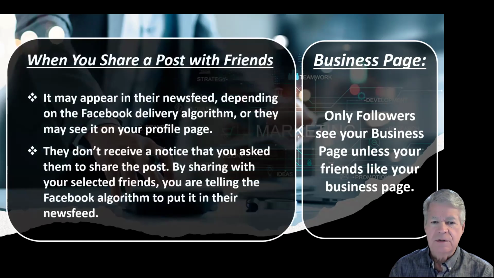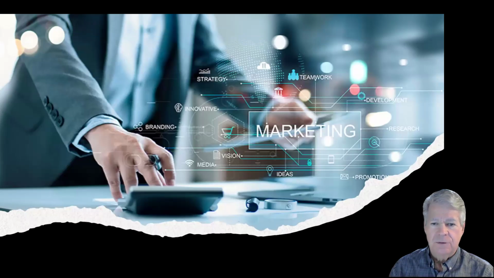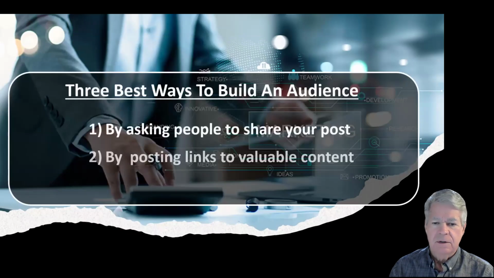When you share a post from your business page with friends, whether or not they're followers of your business page, it may appear in their newsfeed depending on the Facebook delivery algorithm, or they may see it in your profile page. They don't receive a notice that you ask them to share the post unless you specifically use one of the key methods to make that happen. But you can share with selected friends using that list I described, which is a convenient way to send a post to a group of selected friends very quickly. The 3 best ways to build an audience are by asking people to share your posts, by posting links to valuable content, or by running ads.